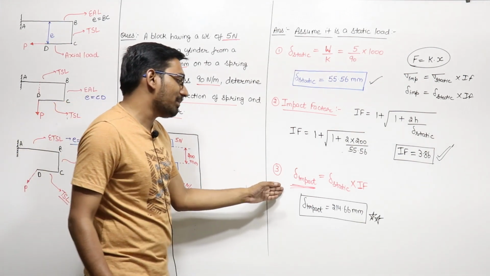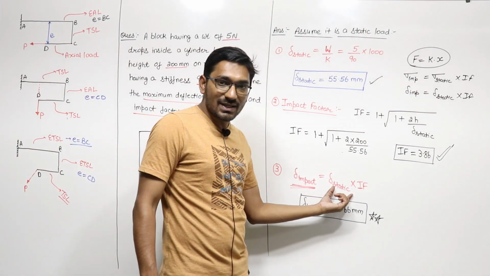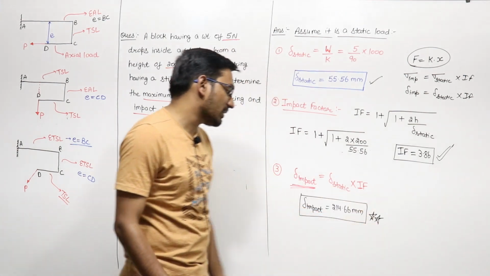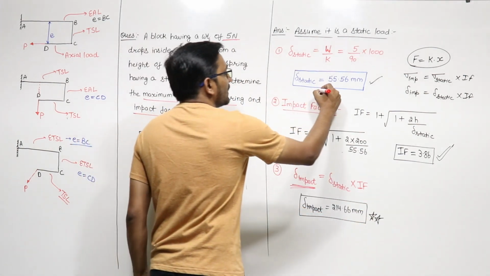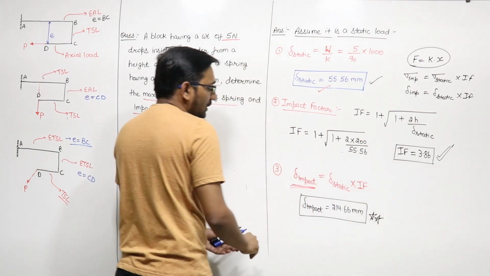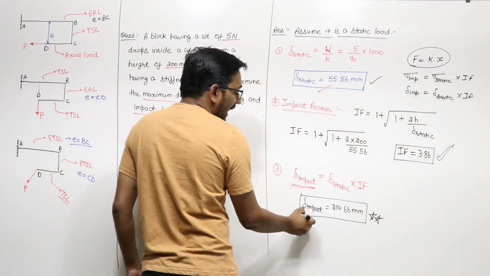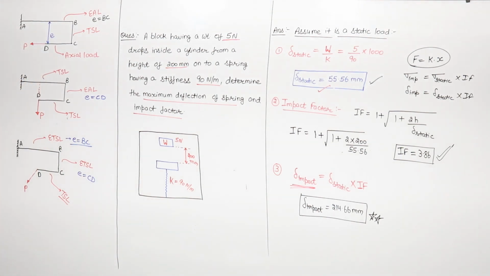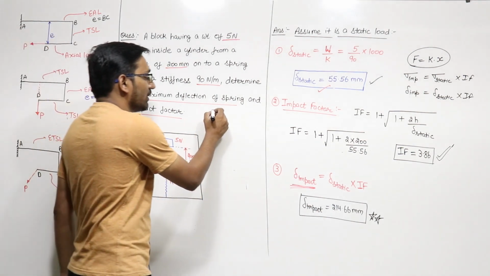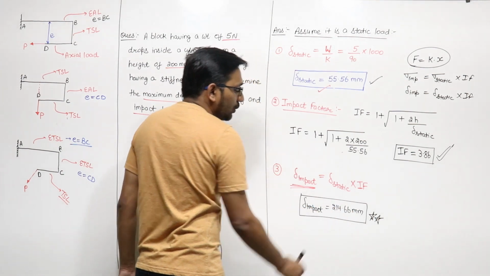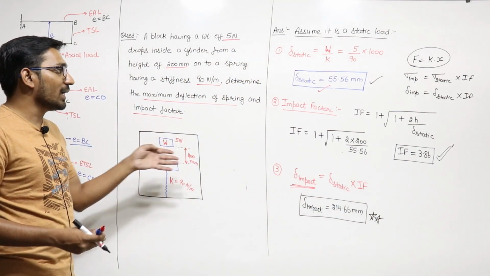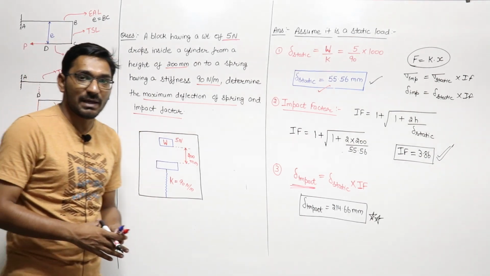Then delta impact will be equal to delta static, when you assume it as a static loading, into impact factor. If you multiply this static deflection by the impact factor, you will get delta impact as 214.66 mm. So the maximum deflection of the spring will be 214.66 mm. This is how you can solve the numerical for impact loading.